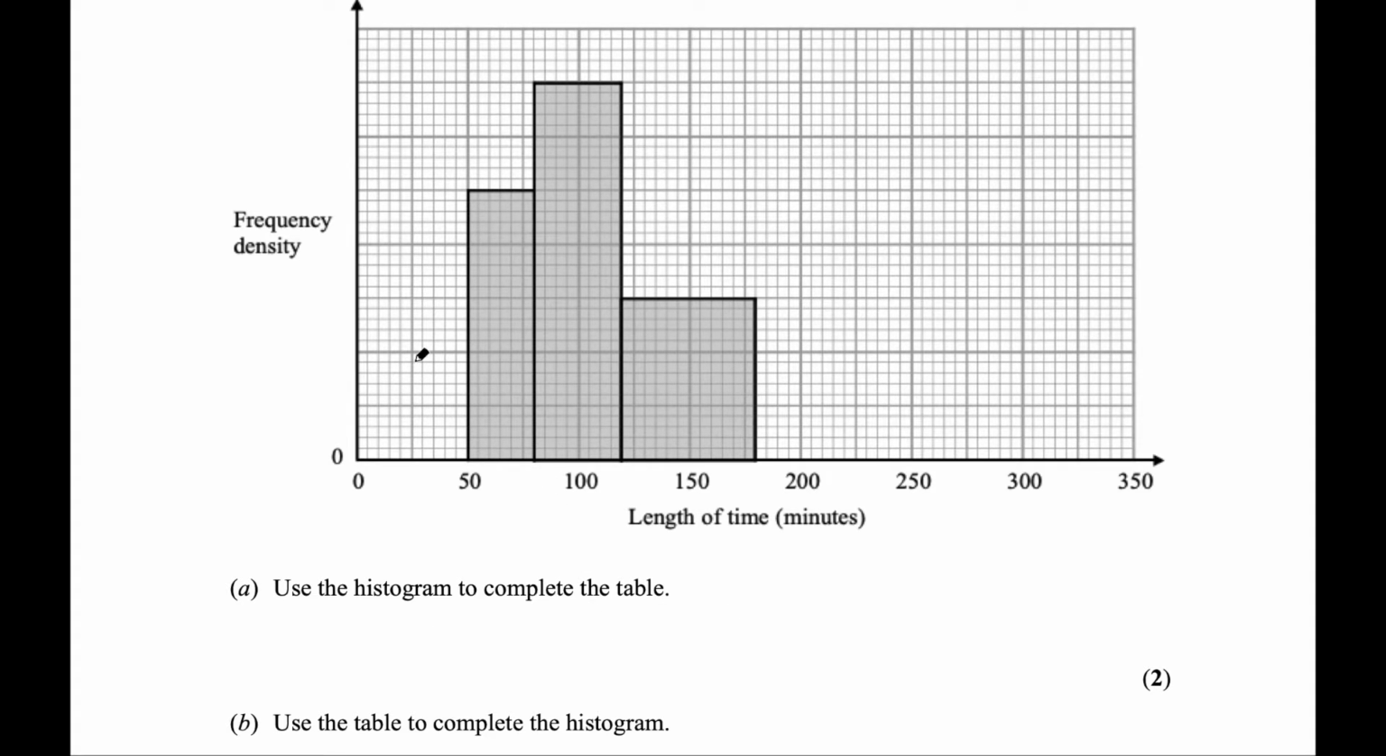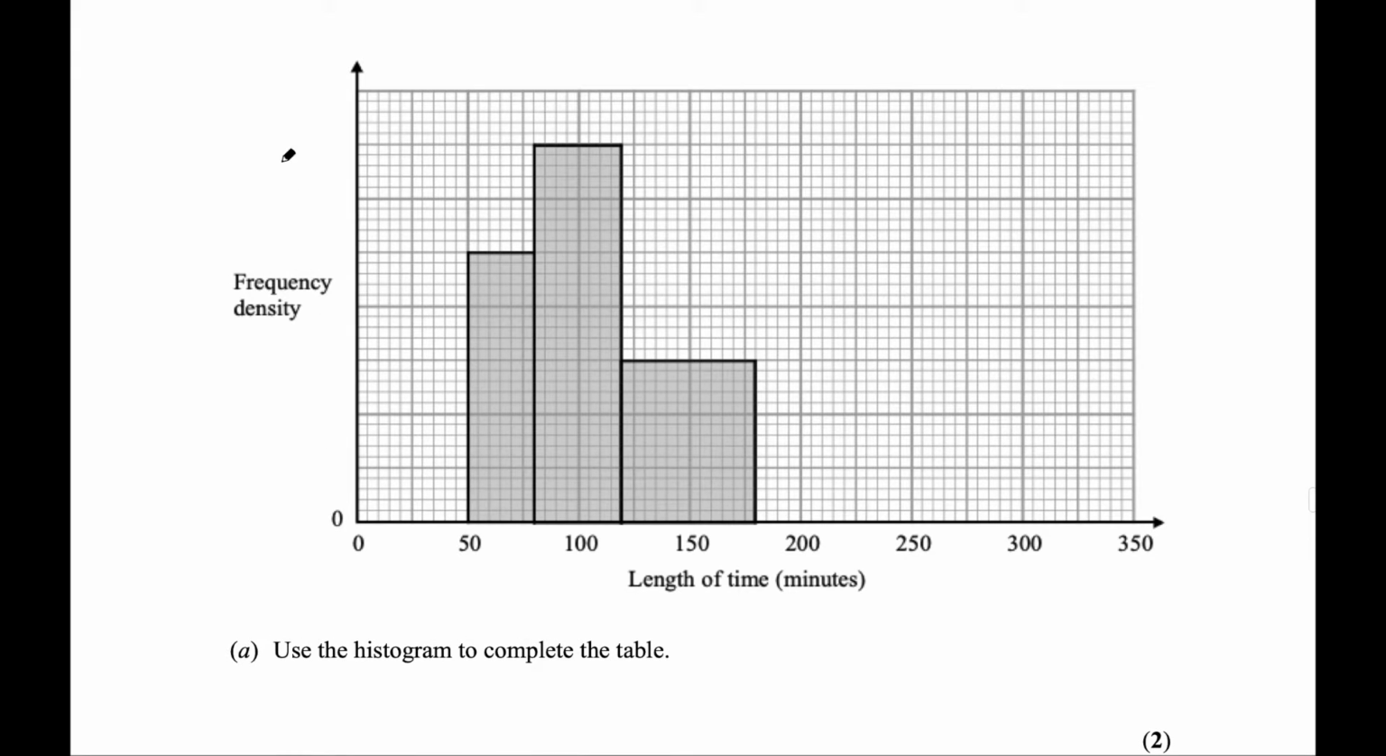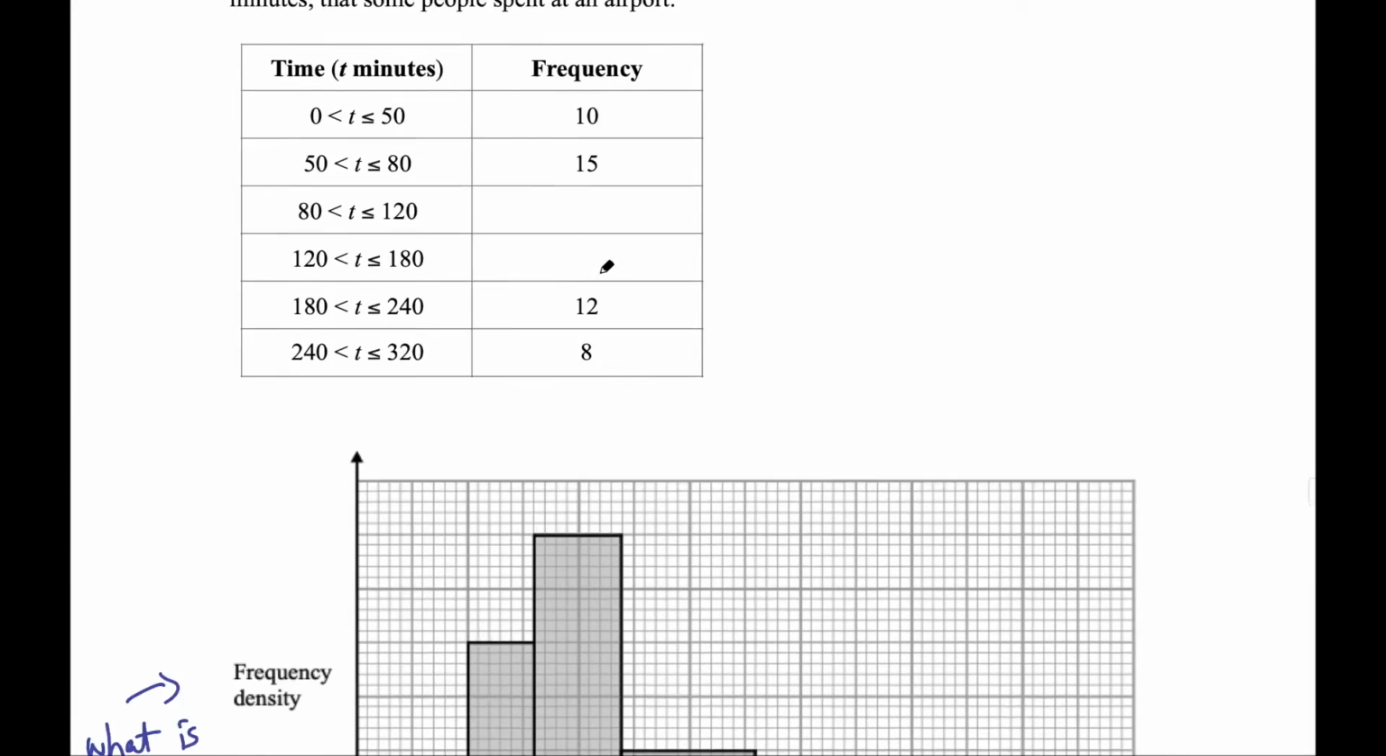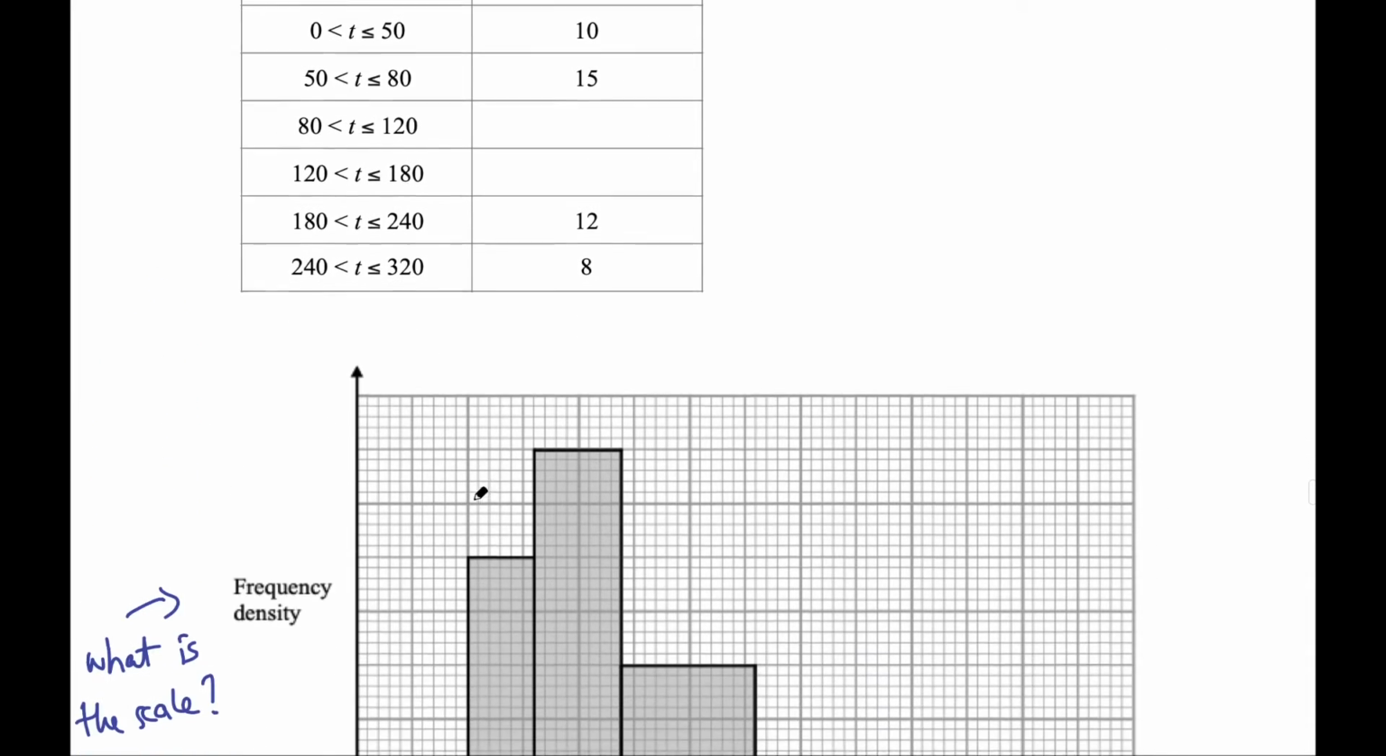Okay, what's the issue with this histogram? We don't know the scale on the frequency density. We're going to have to figure out this scale here. So we had a similar question in paper 2. We had to figure out the scale. So that's the real problem here. What is the scale? And we can use that information in the table already to figure that out.